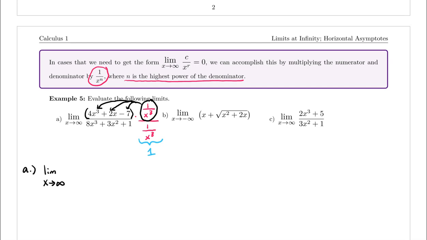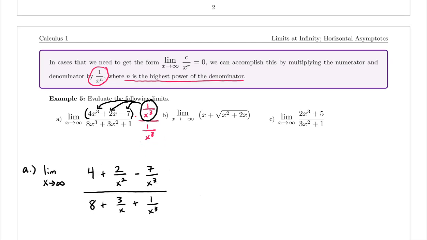And so if I multiply 4x cubed times 1 over x cubed, let me write this out. So I have 4x cubed times 1 over x cubed. What's going to happen is these will divide out and I will be left with 4. And then I have plus 2x times 1 over x cubed. This will simplify to 2x over x cubed, which is the same thing. We can divide out the x's, and that will be 2 over x squared. So I'm going to go ahead and clean this up, and I'm also going to distribute the 1 over x cubed to the last term as well.